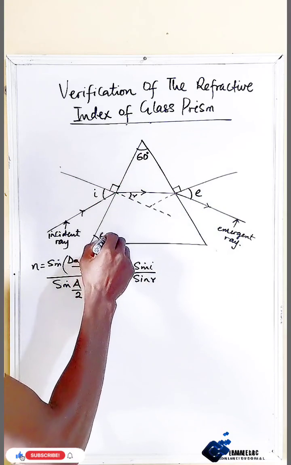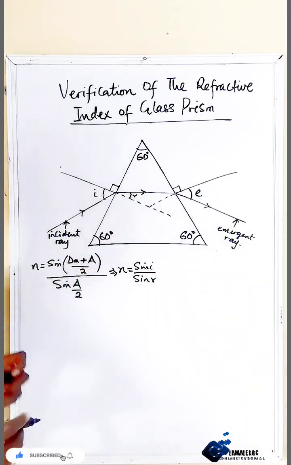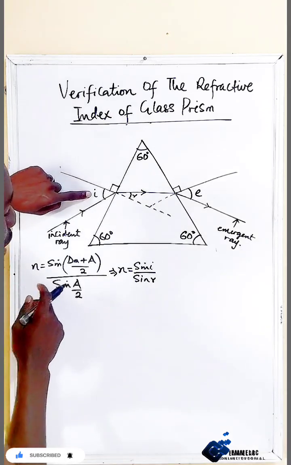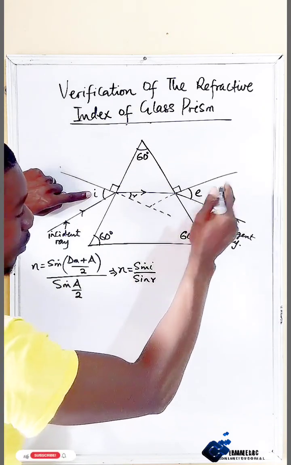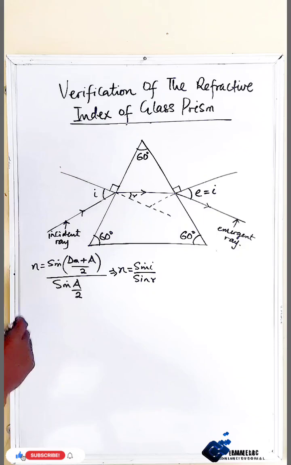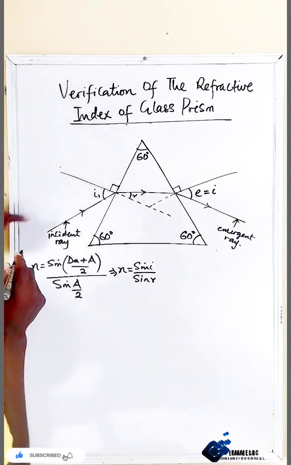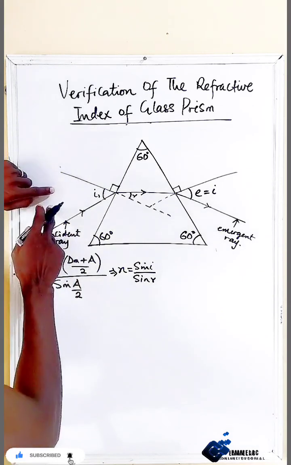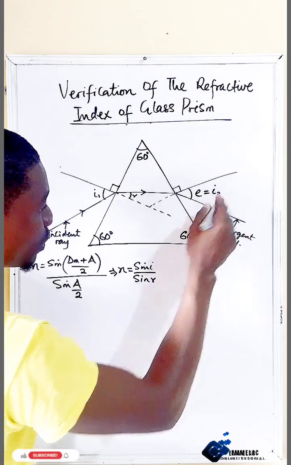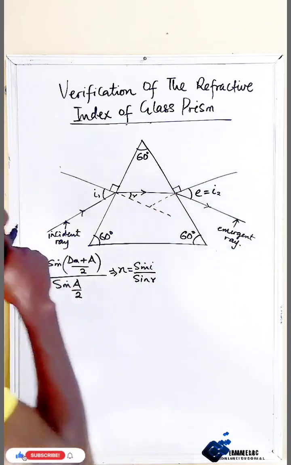Now this is 60 degrees and this is 60 degrees. Now the incident angle here is always equal to the emergent angle, which means we can write this also as i. Now let's make this one i1, which is the angle of incidence, and i2, which is the angle that emerged after refraction.